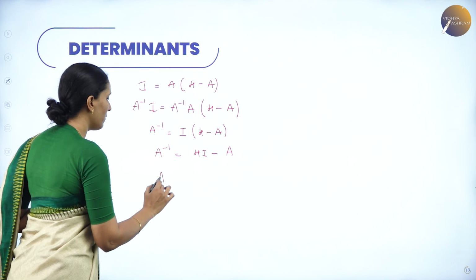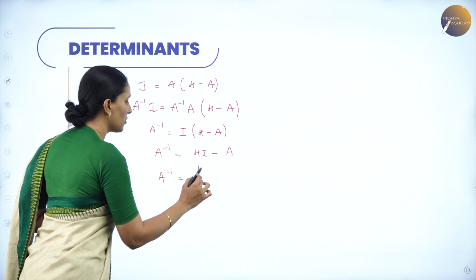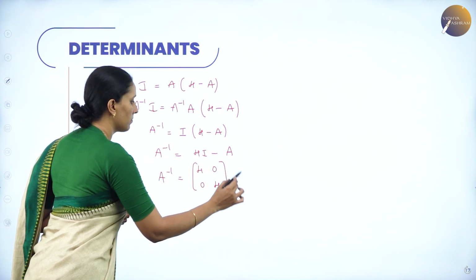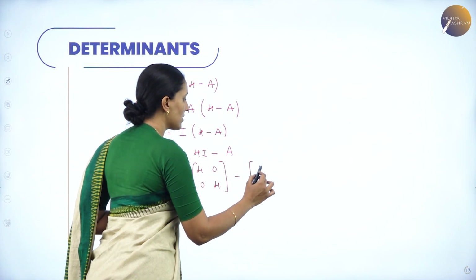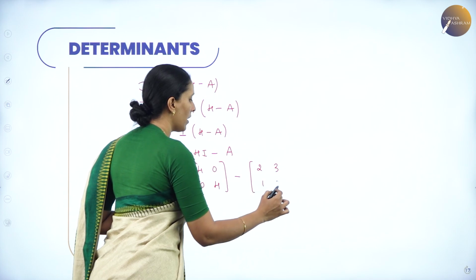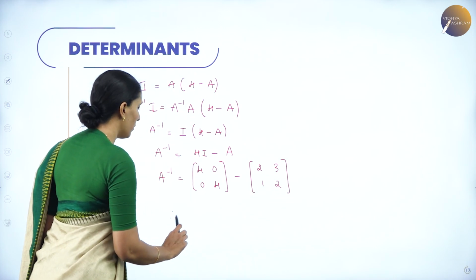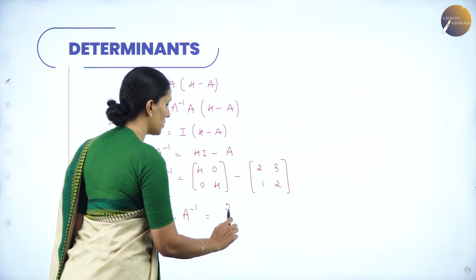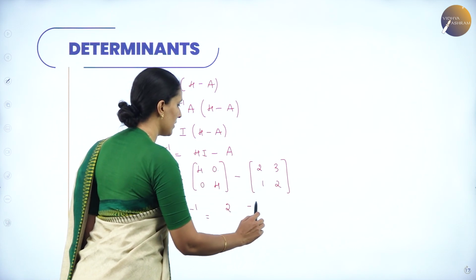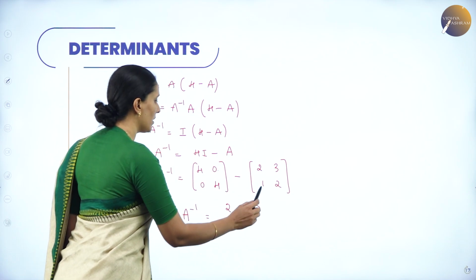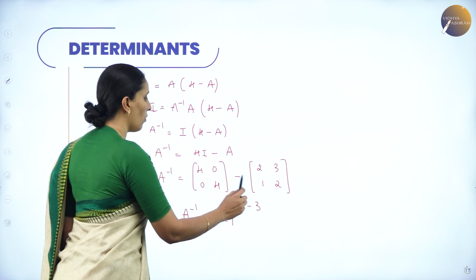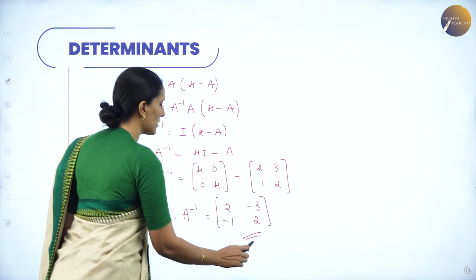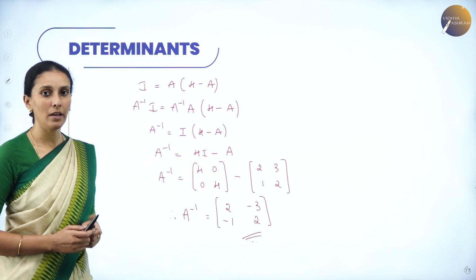So we have A inverse, 4I means 4, 0, 0, 4. Matrix A is given as 2, 3, 1, 2. Therefore, A inverse is equal to 4 minus 2 is 2, 0 minus 3 is minus 3, 0 minus 1 is minus 1, 4 minus 2 is 2. So this is the inverse of the given matrix.